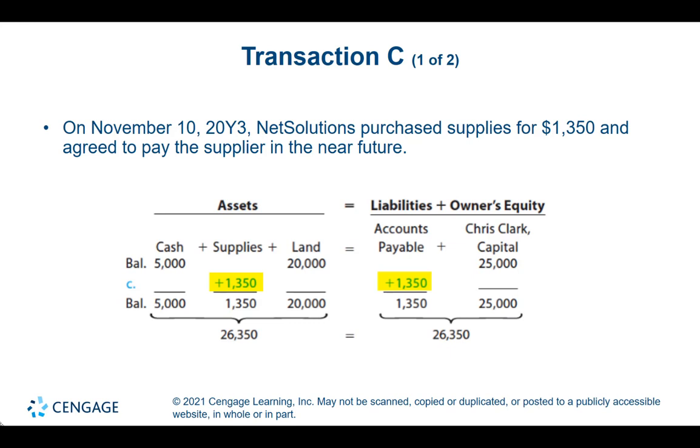So in the accounting equation, assets on the left-hand side, $1,350 is increased. Liabilities on the right-hand side of the equation is increased by $1,350. Recording the balance to these two accounts will keep the transaction balanced in the accounting equation, and the accounting equation, total assets equals liabilities plus owner's equity, remains in balance. Total assets $26,350, total liabilities plus owner's equity $26,350.